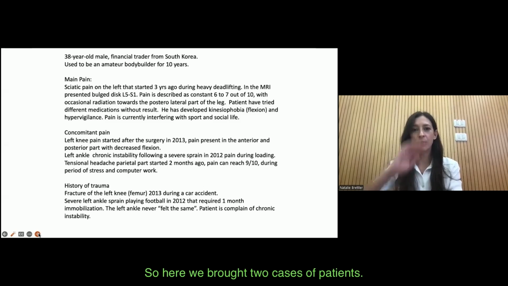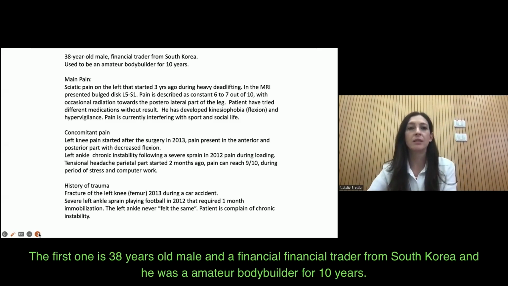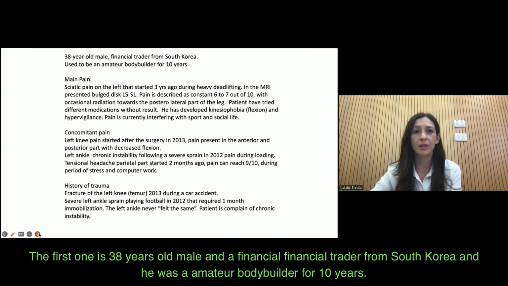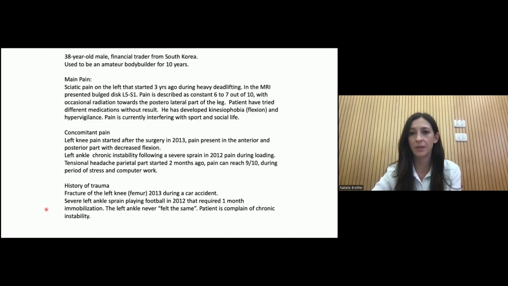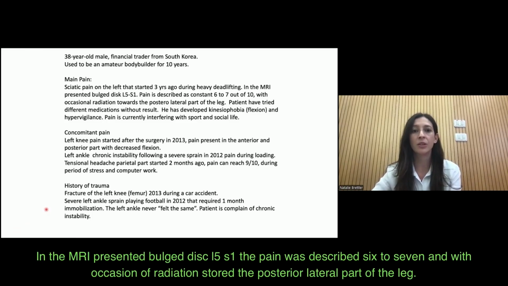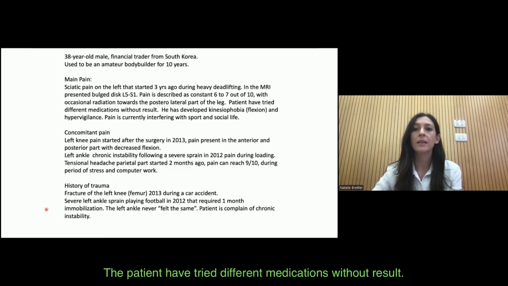So here we brought two cases of patients. The first one is a 38-year-old male, a financial trader from South Korea. He was an amateur bodybuilder for 10 years. His main pain was sciatic pain on the left that started 3 years ago during heavy deadlifts. The MRI presented a bulged disc, L5, S1. The pain was described as 6 to 7, with occasional radiations toward the posterior lateral part of the leg. The patient has tried different medications without result.